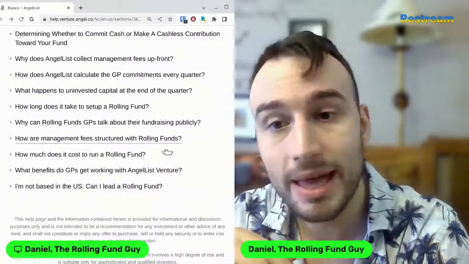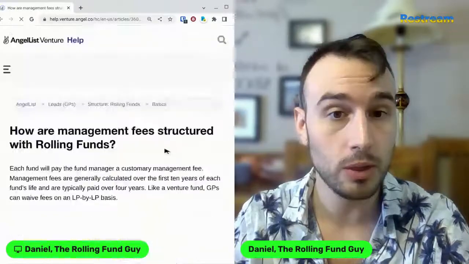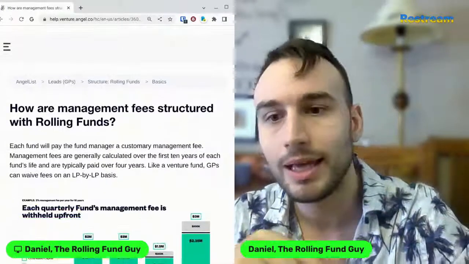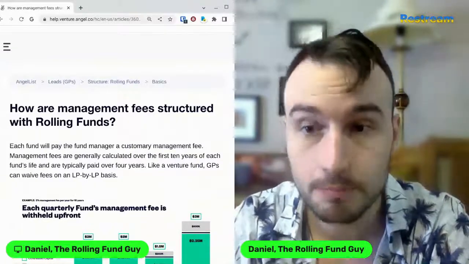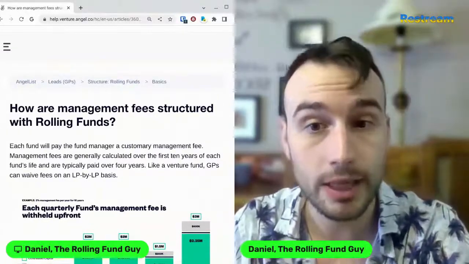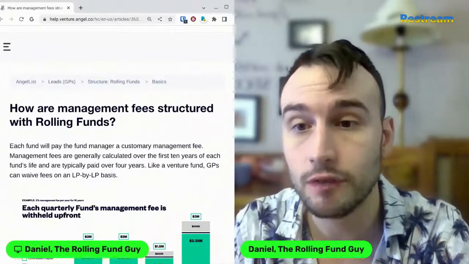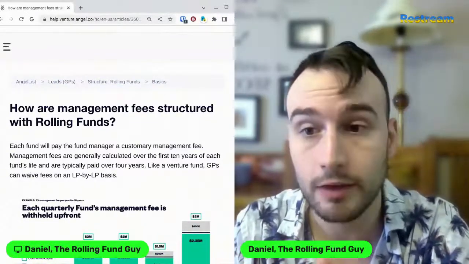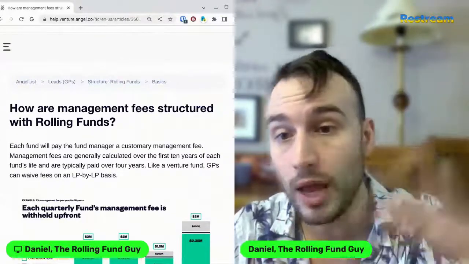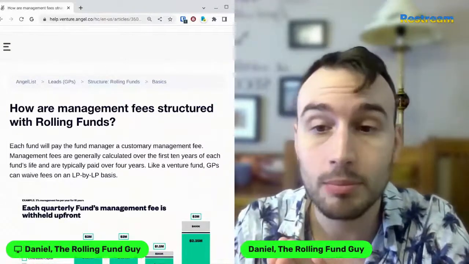How are management fees structured in rolling funds? Each fund will pay the fund manager a customary management fee. Management fees are generally calculated over the first 10 years of each fund's life and typically paid over 4 years. Like a venture fund, GPs can waive fees on an LP by LP basis.